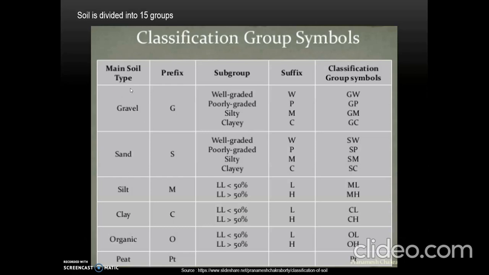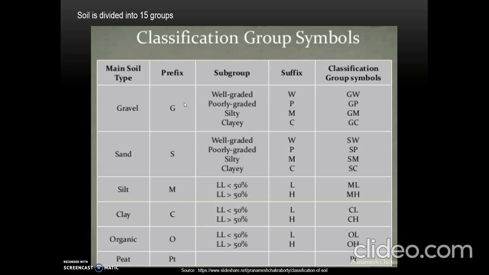Gravel and sand represent coarse grained soils, and then down we can see fine grained soils. Those are silt, clay, organic and peat. The prefix used for gravel is the first letter, that is G. For sand, the first letter is S. For silt, it is not S, but we have to remember that it is M. For clay, it is C. For organic, the first letter is O, and for peat, the prefix is PT.